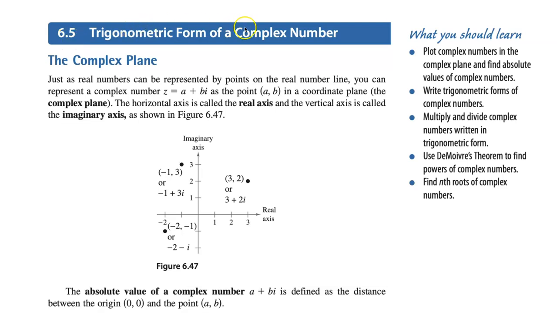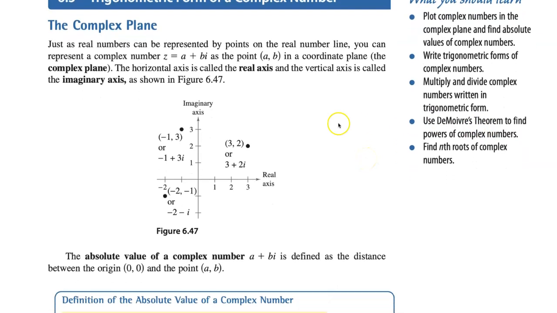6.5 Trigonometric form of a complex number. Well, you should learn how to plot complex numbers in the complex plane, find absolute values of complex numbers, write trigonometric forms of complex numbers, multiply and divide complex numbers, and use De Moivre's theorem to find the power of complex numbers. So here's a complex plane.